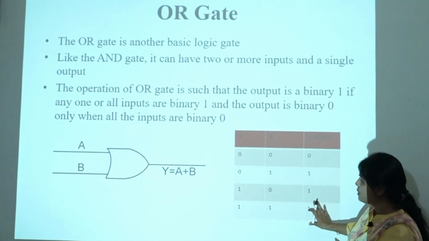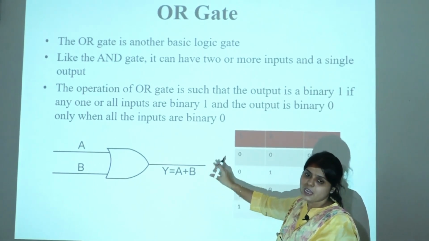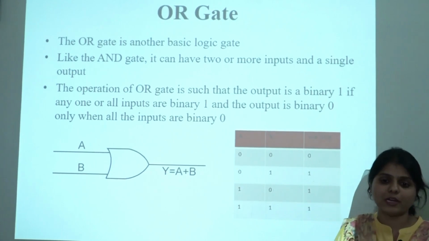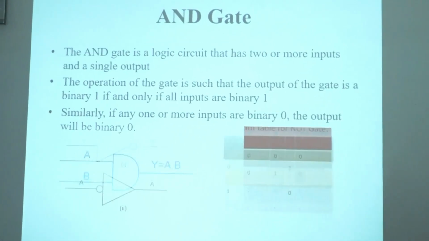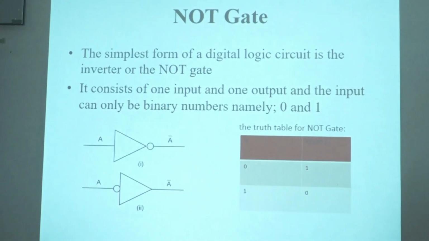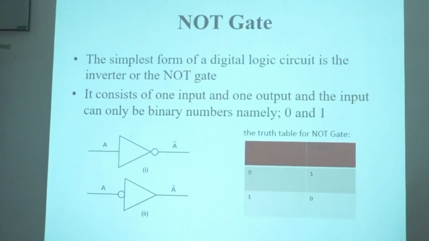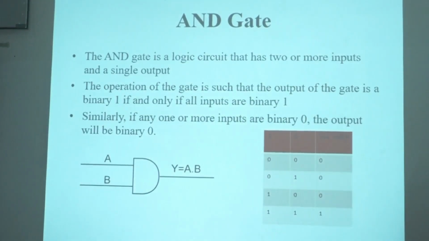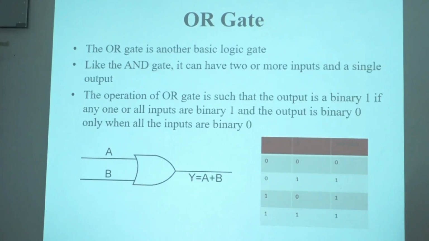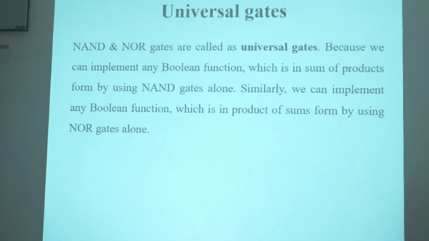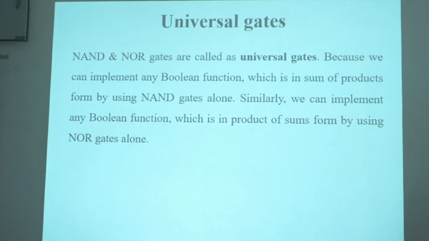So this is the truth table, this is the logic symbol, and this is the definition of the OR gate. These are the 3 basic gates. The first one is the NOT gate, the second one is the AND gate, and the third one is the OR gate. Now we'll go to the next category, which are called universal gates.